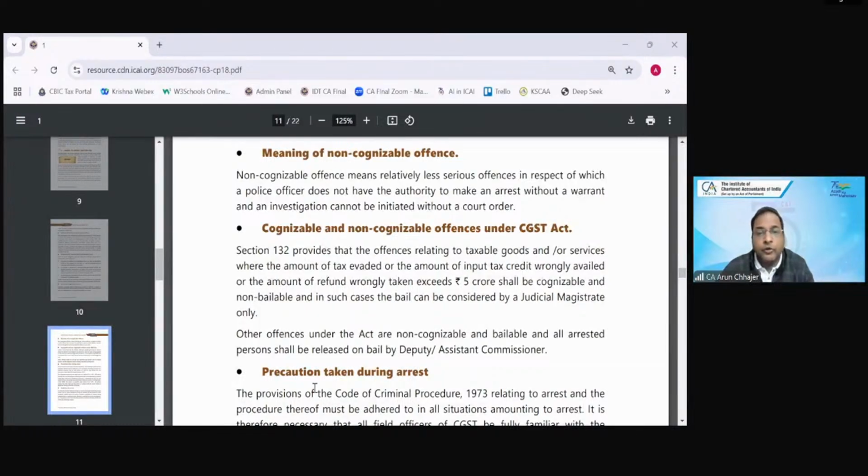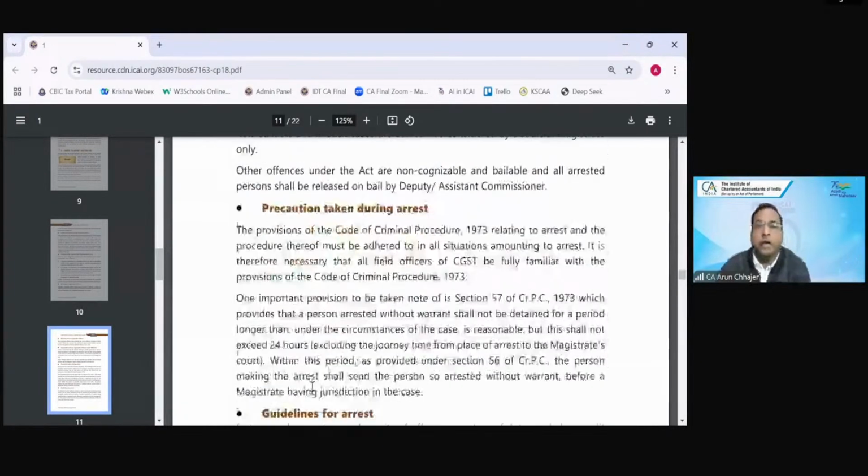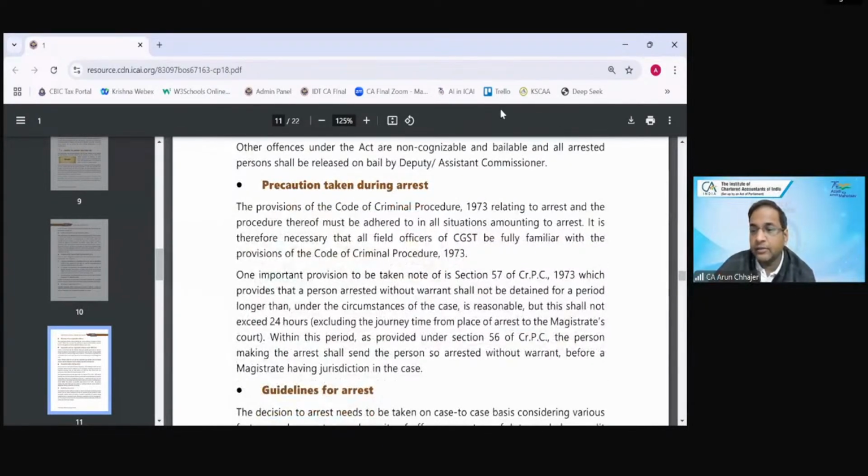Precaution taken during the arrest: the provisions of the Code of Criminal Procedure (CRPC) relating to the arrest and the procedure thereof must be adhered to in all situations amounting to arrest. It is therefore necessary that all field officers of the CGST be familiar with the provisions of the CRPC. Other important provisions: Section 57 provides that a person arrested without warrant shall not be detained for a period longer than 24 hours.